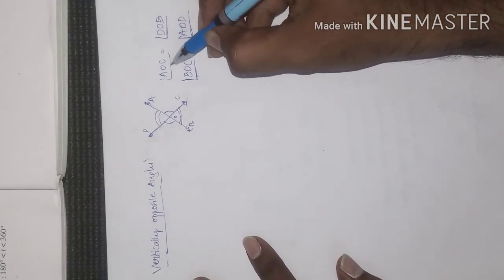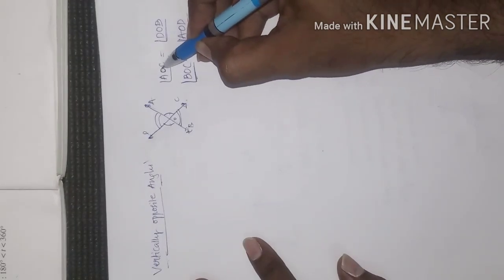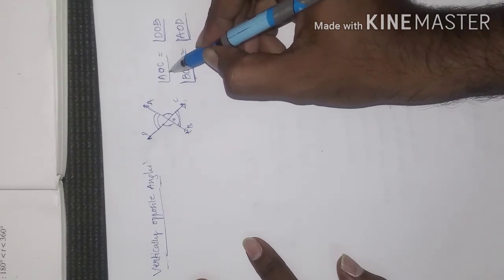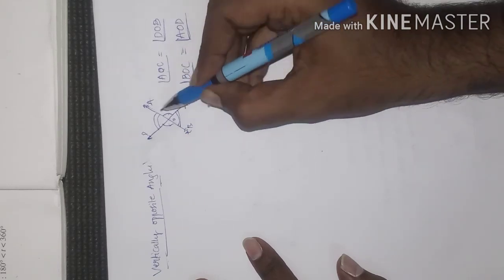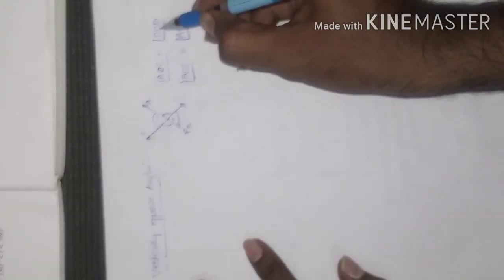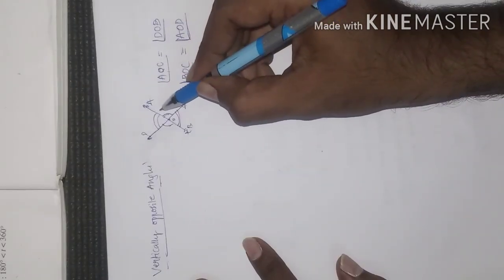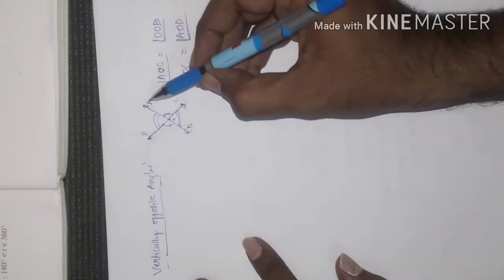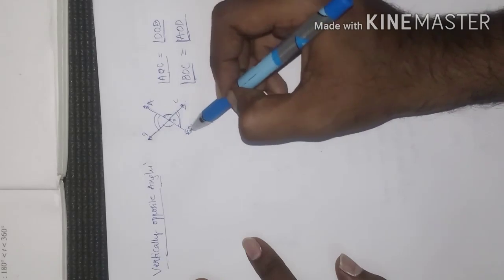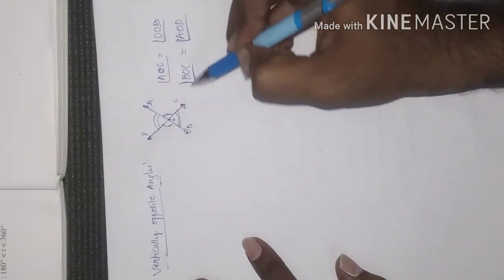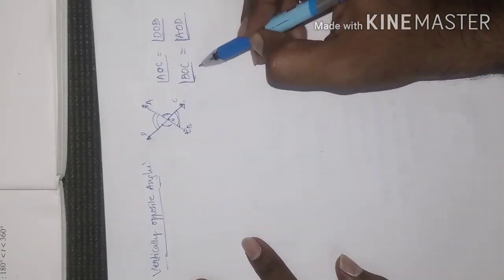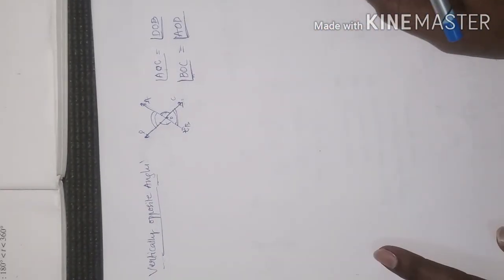See boys and girls, here we are writing the angle at the center O. Keep in mind the angle which you are writing, it should be at the center. I am writing the angle over here at O, so it should be at the center. Angle AOC is equal to angle DOB. Next one, angle BOC is equal to angle AOD. So this is about the vertically opposite angle.